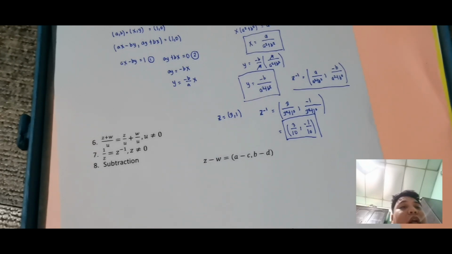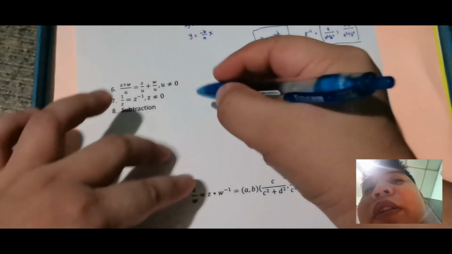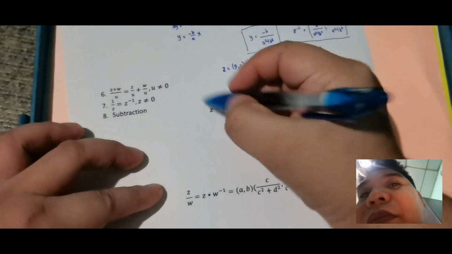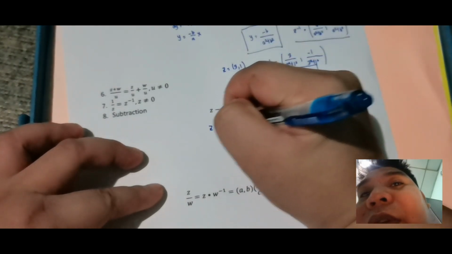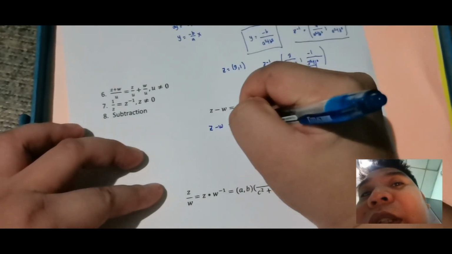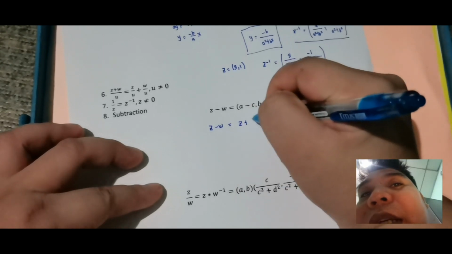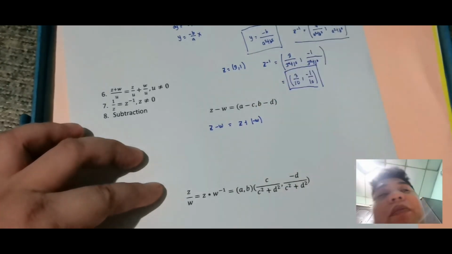Okay, so next is subtraction, yung z minus w. So napansin mo, hindi ko yun nilagay kanina. So ayan lang yung formula. Okay, so paano ba nangyari yung z plus w? That is only equal sa ganito. z minus w is equal sa z plus negative w.